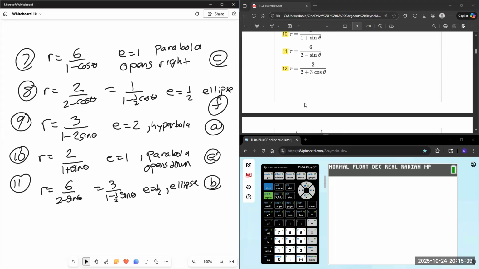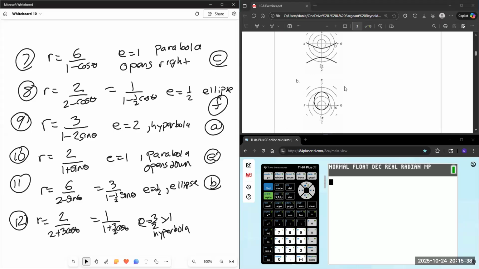And then number 12, r is equal to 2 over 2 plus 3 cosine of theta, which will be 1 over 1 plus 3/2 cosine of theta. So e is equal to 3/2, and that's greater than 1. So we have a hyperbola with a transverse axis along the x-axis here. It's going to open left and right. So that's going to be D.